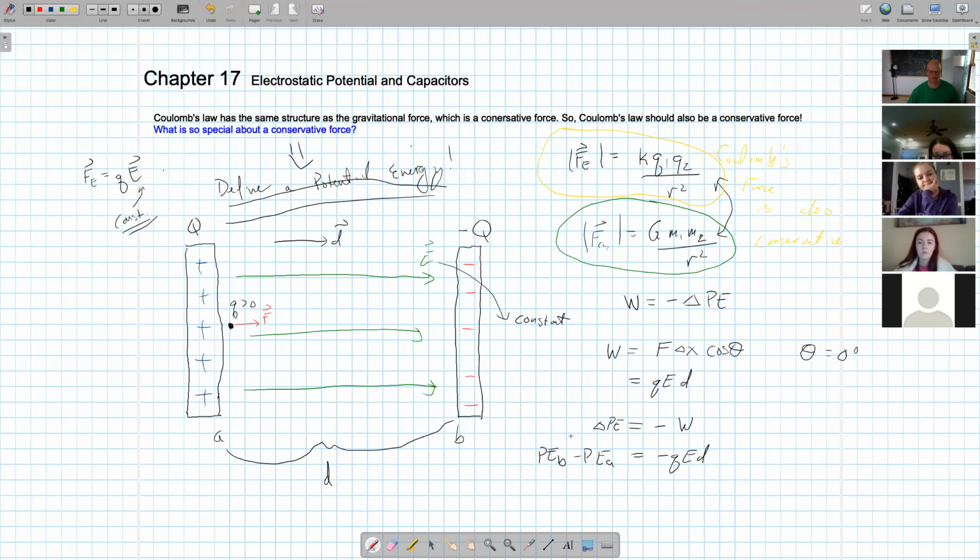So what does that mean? How does the potential energy at B relate to the potential energy at A? Is the potential energy at B greater than the potential energy at A, or is the potential energy at A greater than the potential energy at B? So what do you think? What does this negative sign tell me? Which one of the two is bigger?